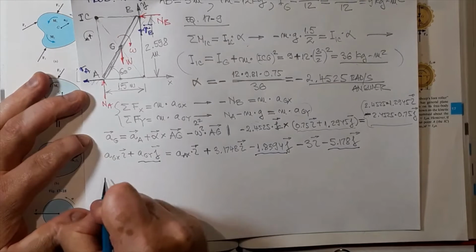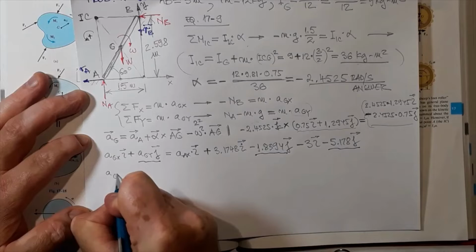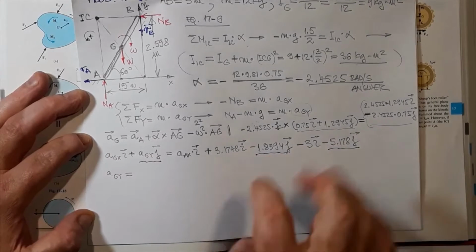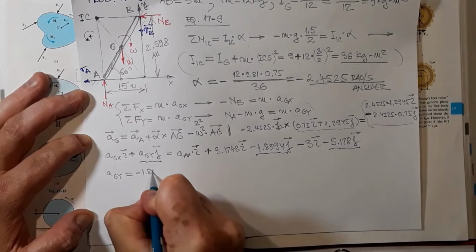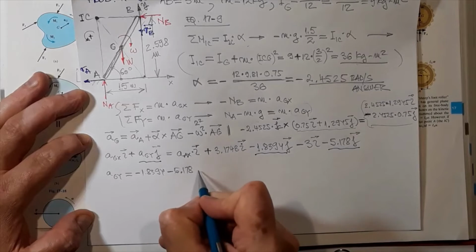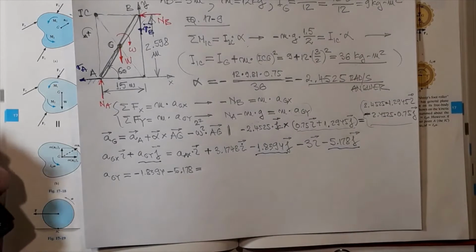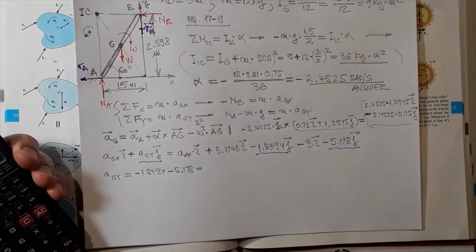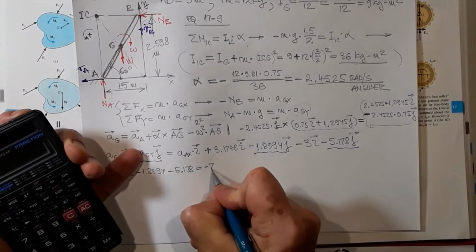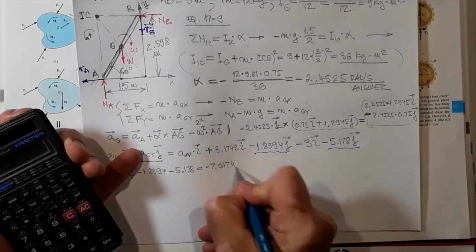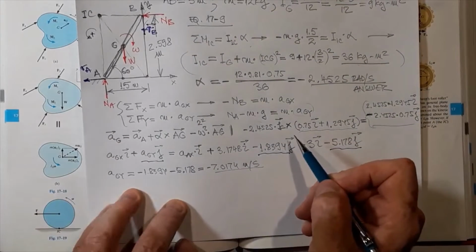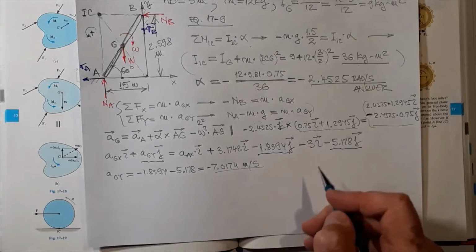So I'm going to say acceleration of G in the y direction, point G, equals these 2 terms. So it's negative 1.8394, negative 5.178. Okay, I still have this one, so plus 1.8394 equals negative 7.0174 meters per second squared. So I have the acceleration, and I can solve for the normal reaction.